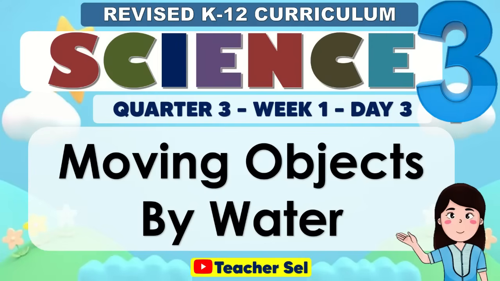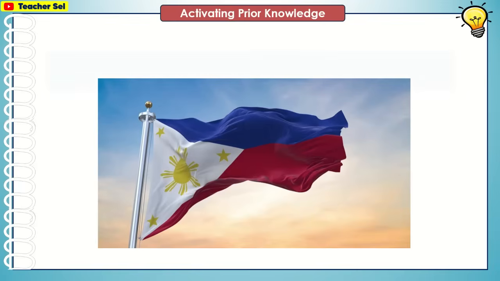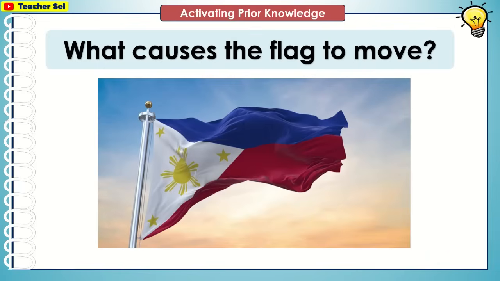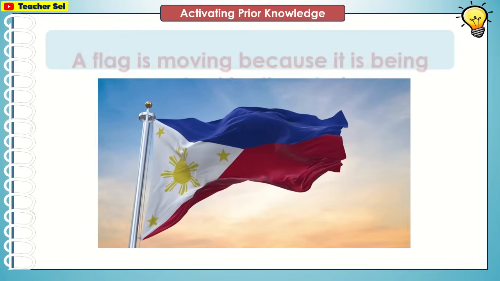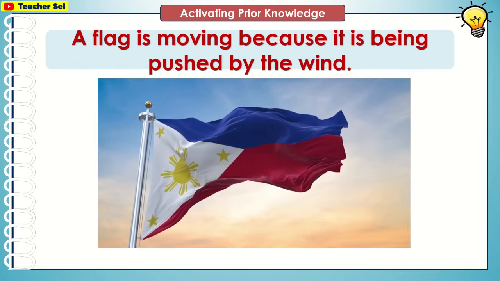For day 3, moving objects by water. What causes the flag to move? A flag is moving because it is being pushed by the wind.